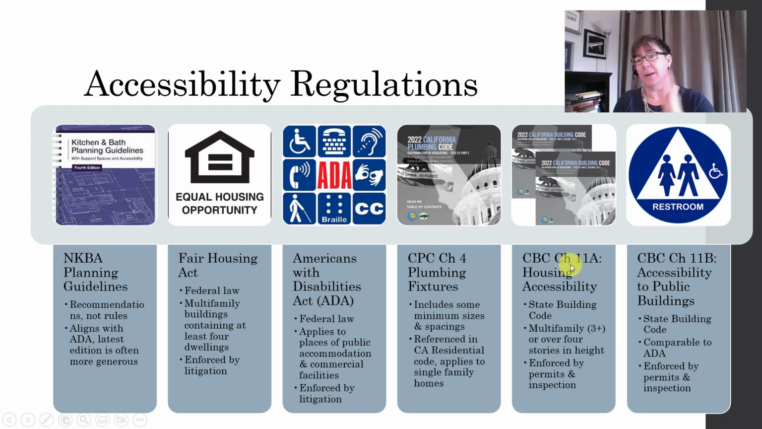The other one, California Building Code Chapters 11A and 11B, don't apply to single-family homes. 11A is for housing accessibility and applies to multifamily projects. And 11B is for public buildings and applies to all the commercial facilities. These roughly compare with the Fair Housing Act and the ADA. And all of these California building codes are enforced by permits and inspection.